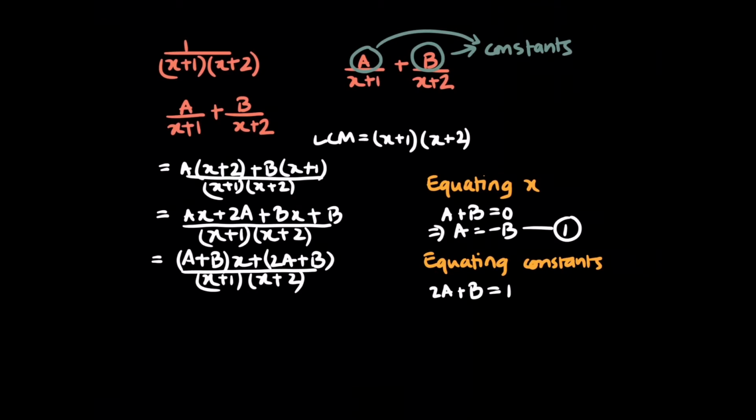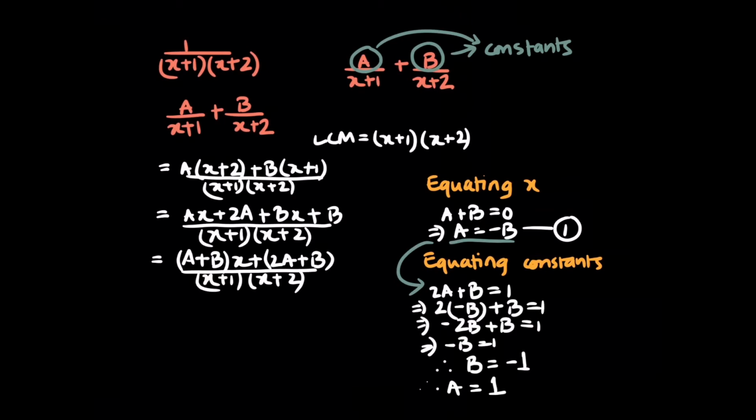Now if we put the value of a in this equation, we get our answer b equals to minus 1 and a equals to 1. Putting this in our format, we get our answer 1 by x plus 1 minus 1 by x plus 2.